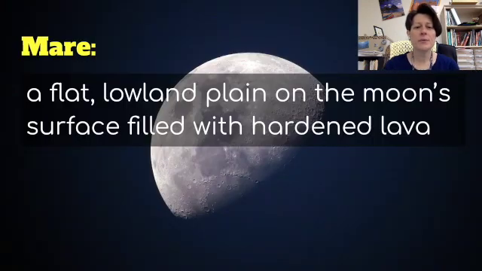On the Moon, there are what are called a mare. Maria would be the plural. A mare is a flat lowland plain on the Moon's surface filled with hardened lava. You can see such an area right here. Okay, that is a mare, and the reason they're called mares is because mare is actually sea. People thought that those were seas, that they were looking at water. That's what they thought the dark spots were.